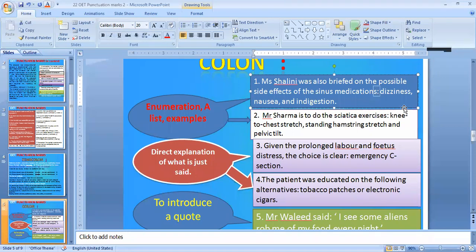There is a list of side effects of sinus medication: dizziness, nausea, and indigestion. And you find another list in number 2. Please read number 2.